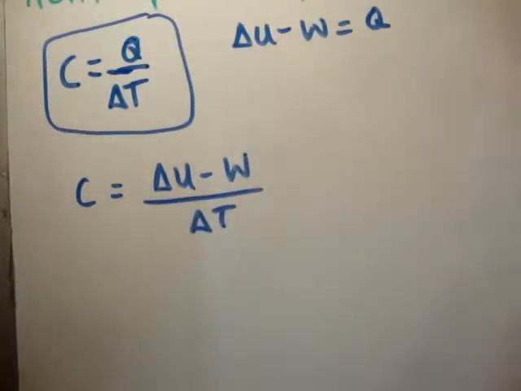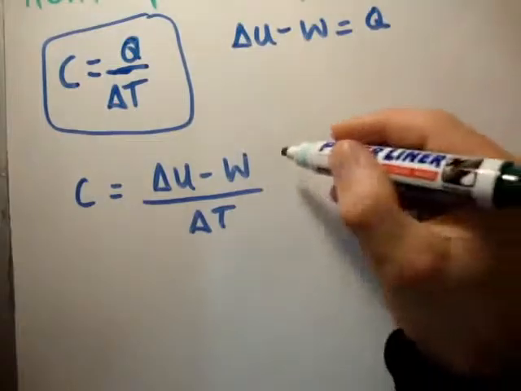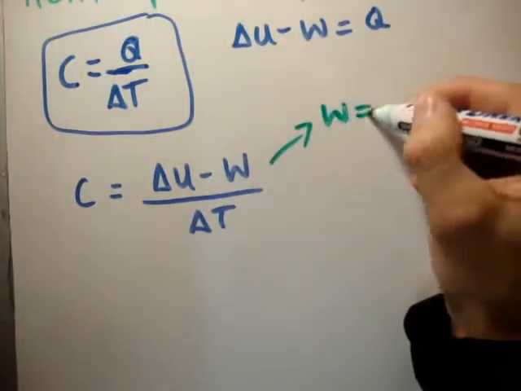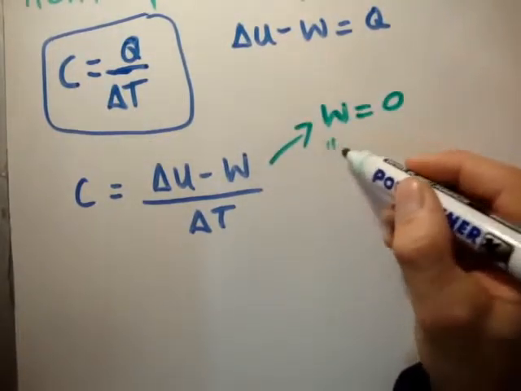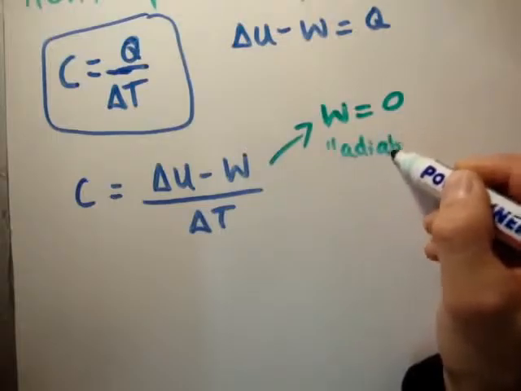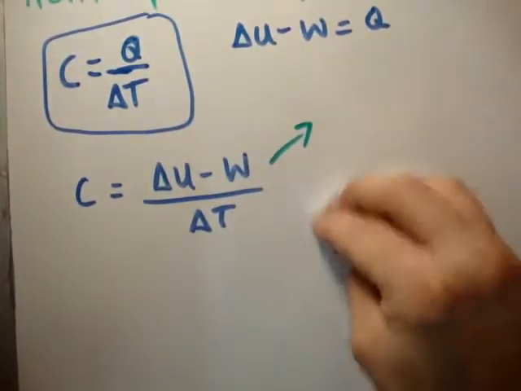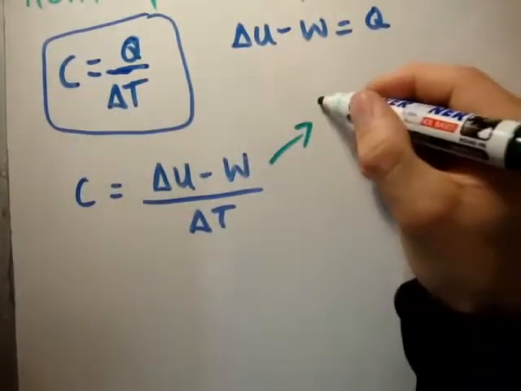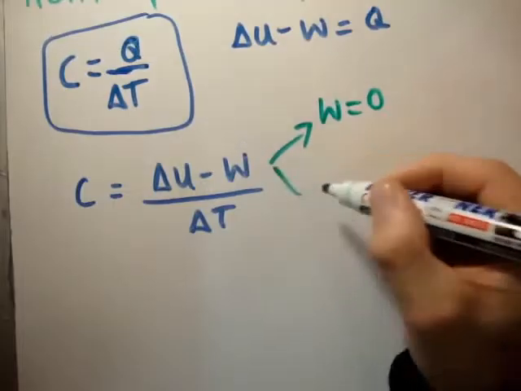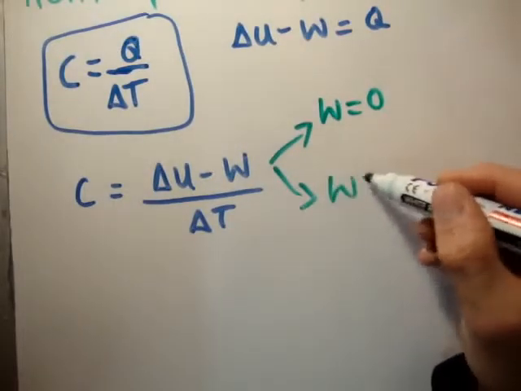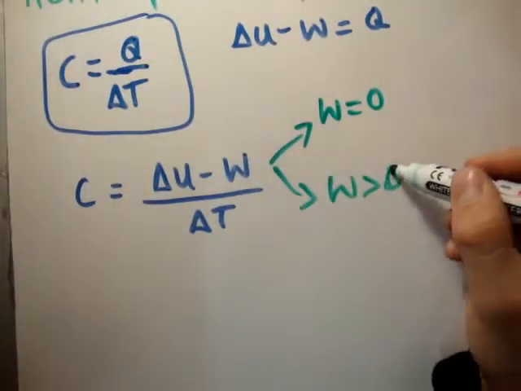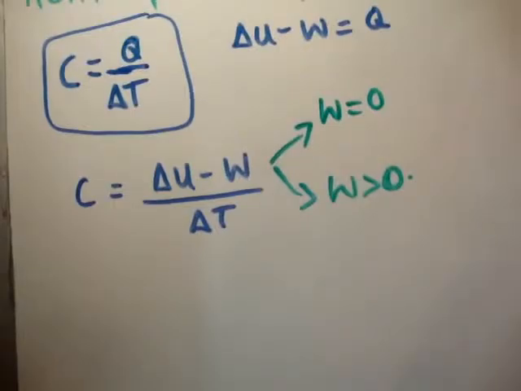If you look at this formula, there are two different cases we have to look at. We have to work out what happens when the work done is equal to 0. In other words, it is adiabatic. Oh, that's terrible. What am I saying? Adiabatic, that makes no sense whatsoever. Work done is equal to 0. And the second one is when the work done is greater than 0. You can't have work being less than 0, of course.